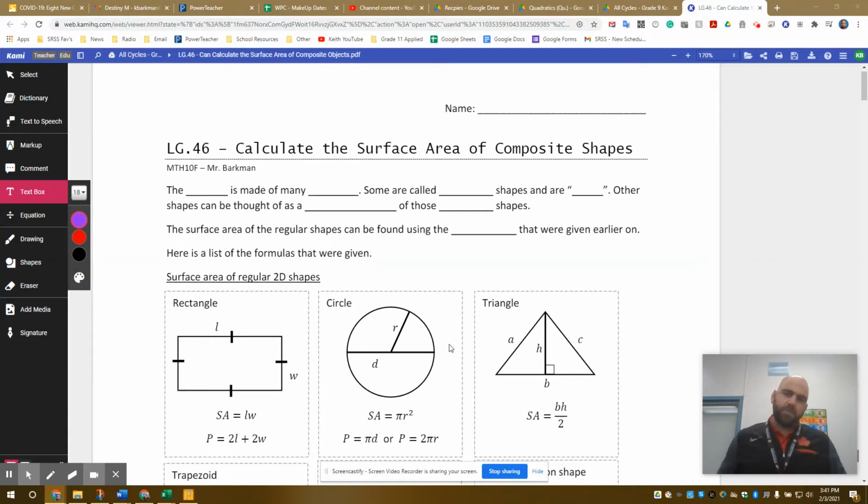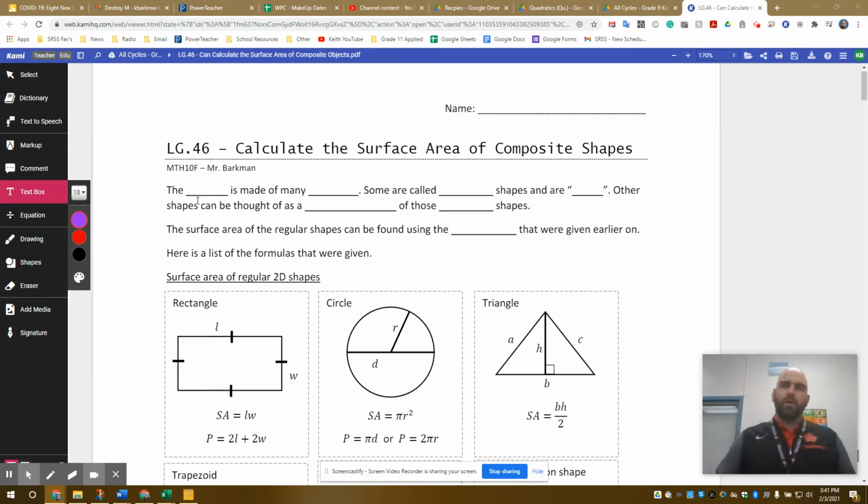Learning goal 46, we're going to be going back a little bit to our area discussions that we did a little while back. We're going to take a look at how we can solve for the area of composite shapes. We're going to do a little bit of review, and then we're going to move on to, again, area of composite shapes.